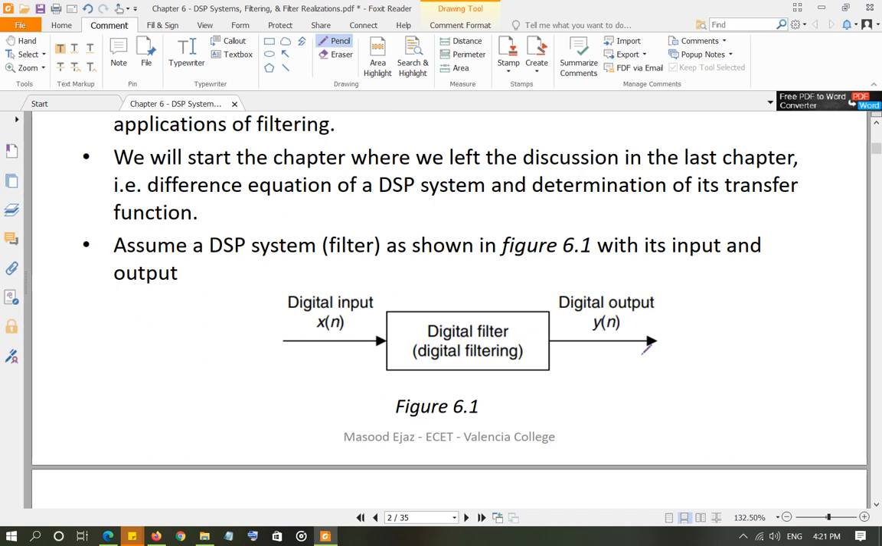If you're trying to suppress low frequencies, the digital filter is going to be a high pass filter. If you're trying to suppress the high frequencies, the digital filter is going to be a low pass filter. If you're trying to extract a band of frequencies, your digital filter is going to be a band pass filter. And if you're trying to stop a band of frequencies, then your digital filter is going to be a band stop or a band reject filter. So everything is the same. The only difference is, instead of calling it a general DSP system, we're going to call it a DSP filter or a digital filter.